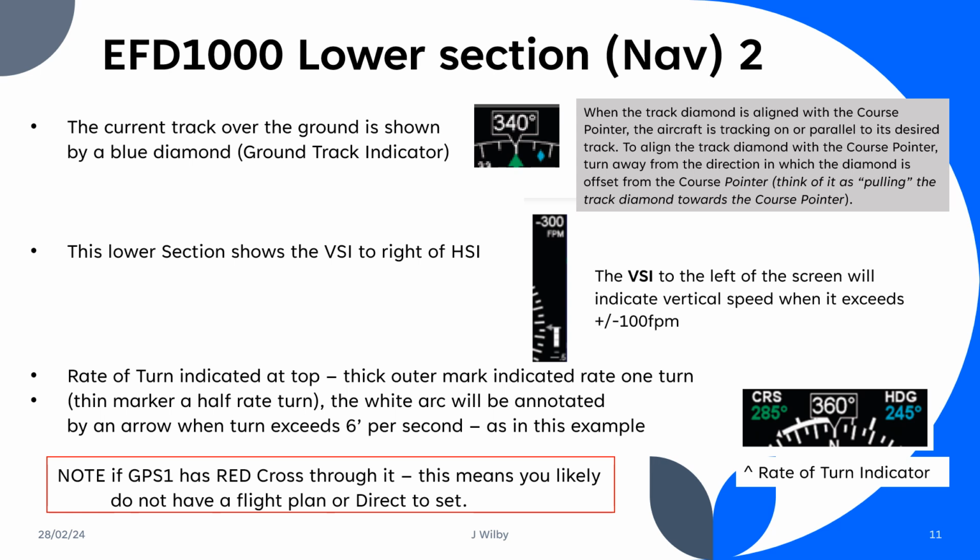Looking further at the lower section on the navigation part of the EFD, you can see clearer in this screenshot the blue diamond, which indicates the current track over the ground. When the track diamond is aligned with the course pointer, the aircraft is tracking accurately on or parallel to its desired track. To align the track diamond with the course pointer, turn away from the direction. Think of it as pulling the track diamond towards the course pointer.